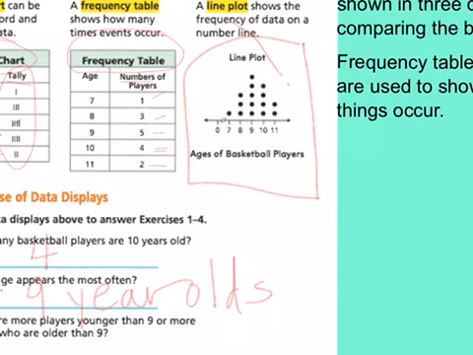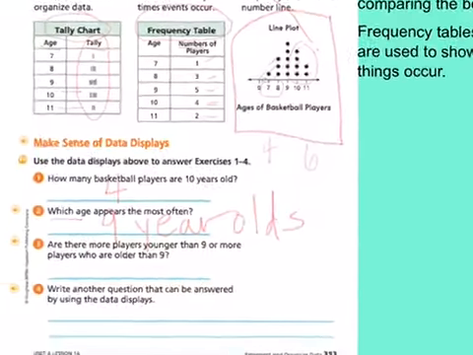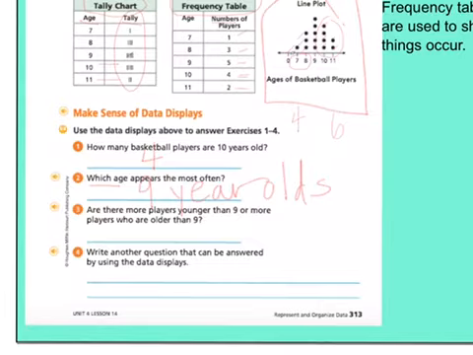So if you look, younger than 9, there are these that are younger than 9, and how many players? 1, 2, 3, 4. So younger than 9, there are 4 players. Let's just put that 4 right there. Older than 9, we have 1, 2, 3, 4, 5, 6. So, third graders, are there more players that are younger than 9 or older than 9? And you can see these 6 right here tell you that the answer is older than 9.